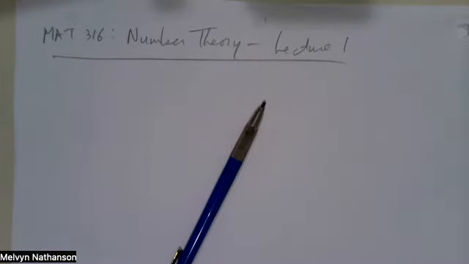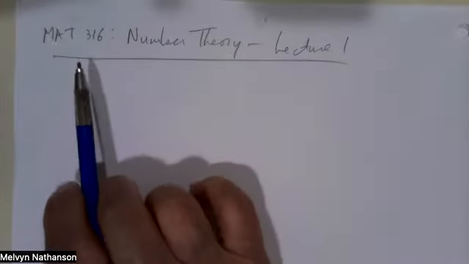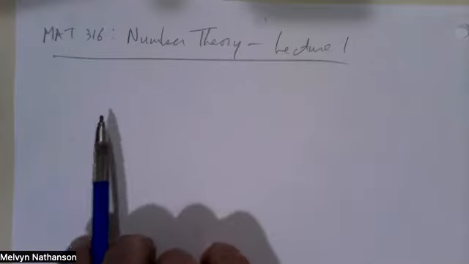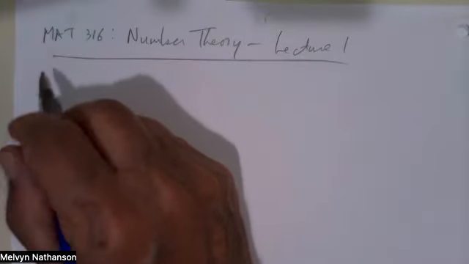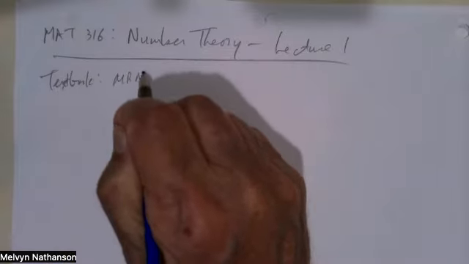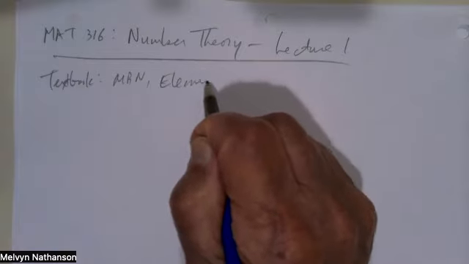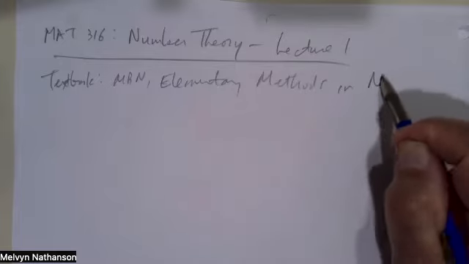So let me go to my document camera so I can start to do some mathematics. So what you should see is a page and the moving pencil, Math 316, number theory, and this is lecture 1. And the textbook is a book that I wrote a long time ago called Elementary Methods in Number Theory.